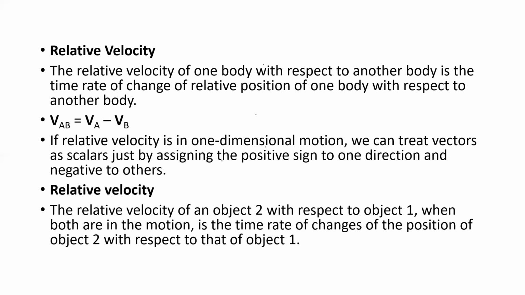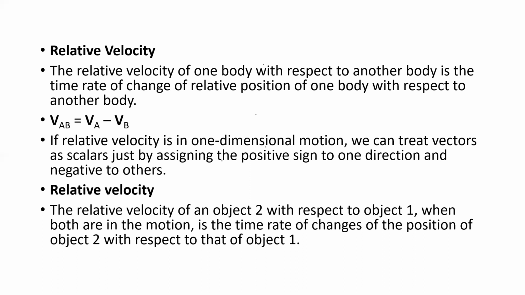That is next. Relative velocity in one dimensional motion: we can treat vectors as scalars just by assigning a positive sign to one direction and negative to the other. Here what they are saying is we can take relative velocity as a scalar quantity, because we know velocity is a vector quantity. But relative velocity in one dimension, we can take it as scalar, when we take one direction as positive and the other direction as negative.